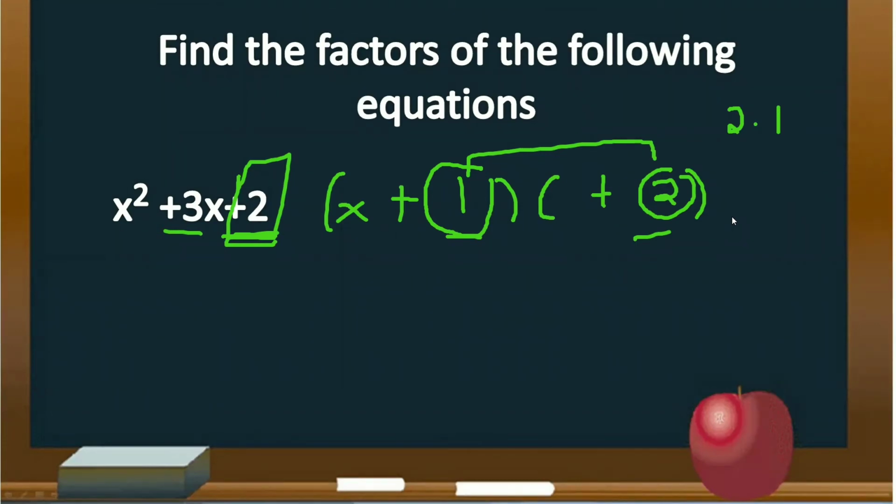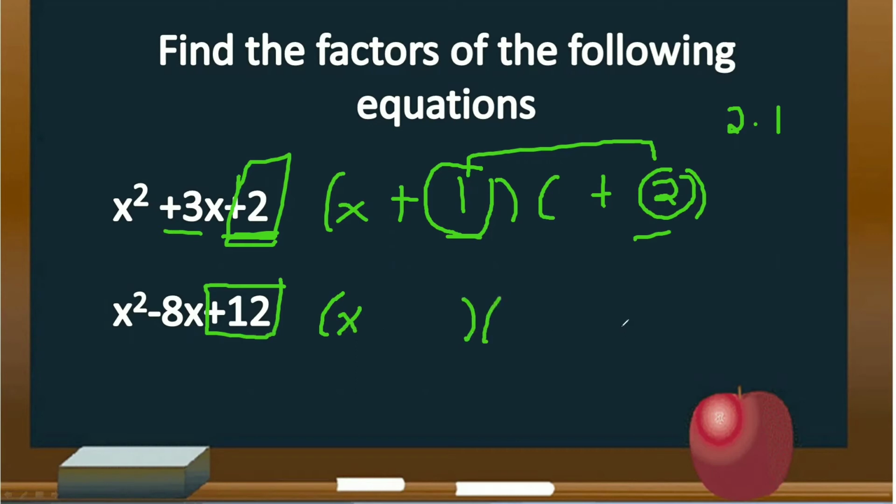Next example. We have x squared minus 8x plus 12. Look at the last term of our equation. The last term is positive. So we can say that the two factors that we're looking for have the same sign. Ibig sabihin, pwede silang parehong negative, pwedeng parehong positive. And then, looking at the equation, oops, may negative sign. So, ibig sabihin, hindi parehong positive yung factors natin, kundi parehong negative.